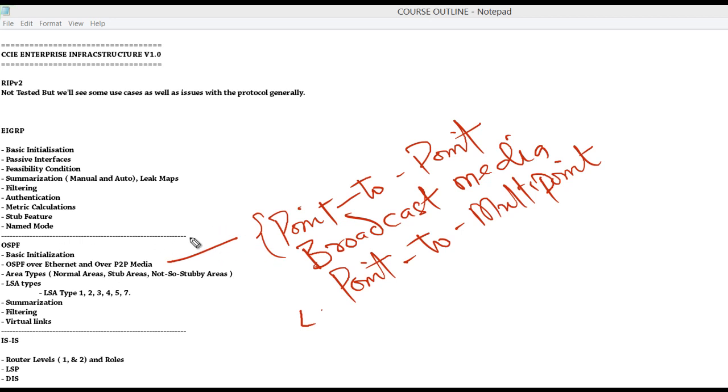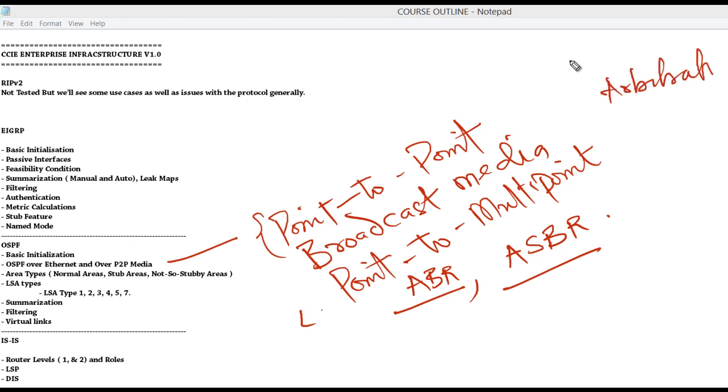We'll talk about summarization. For OSPF, summarization can only be done at the ABR and also at the ASBR, because OSPF is a link state protocol. I'll talk about why summarization can only be done at the ABR and the ASBR, the difference and why it happens like that, whereas in EIGRP you can just summarize at any link, at any arbitrary point.